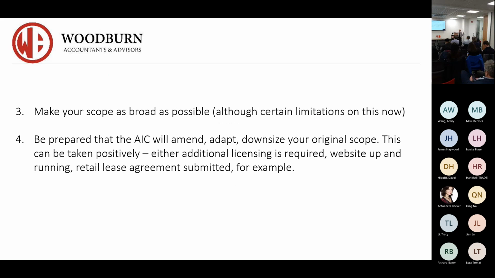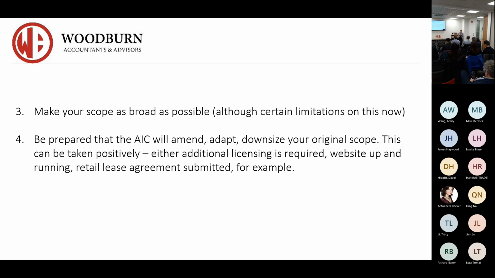Make your scope as broad as possible, although keep in mind that there will be certain limitations. So for example, if you want to add e-commerce, you have to have the ICP license. If you want to do retail, i.e. have a real retail outlet, you need to have the lease agreement of a retail space, i.e. the documents from that retail space have to say retail, okay?